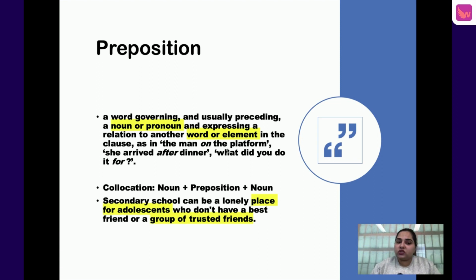So we have a collocation that is noun plus preposition plus noun, where for example it says secondary school can be a lonely place for adolescents, where place is a noun, for is a preposition, and adolescents again is a noun. Similarly, a group of trusted friends. So group is a noun, of is a preposition, and friends is a noun with an adjective attached to it. So this is a very famous collocation. Just keep an eye on it when you're doing your test. You might get your answer right.